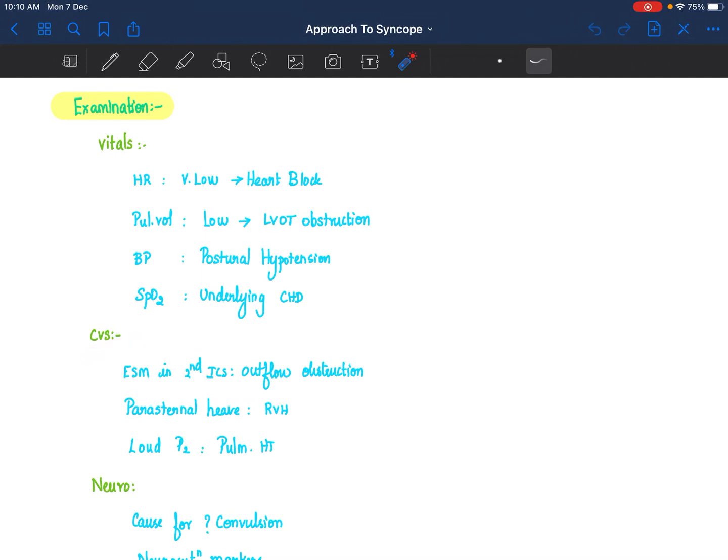Cardiovascular system examination: whenever you find an ejection systolic murmur in the second intercostal space, always think of outflow obstruction, depending upon where you hear it. If in the aortic area you hear an ESM, then think of aortic outlet obstruction. Parasternal heave is suggestive of right ventricular hypertrophy, which is indirectly suggestive of pulmonary hypertension. Loud P2 is suggestive of pulmonary hypertension.